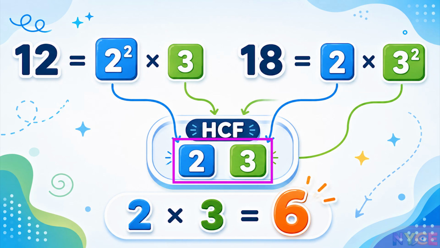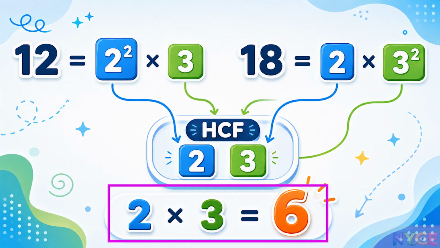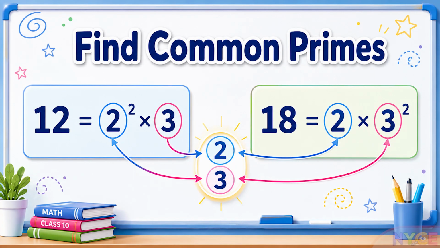But for HCF, we do not take everything. We take only what both numbers can share safely. For 2, the smallest power is 2 to the power 1. For 3, the smallest power is 3 to the power 1. So HCF equals 2 times 3, which is 6. HCF is for sharing, so take only common primes with the smallest powers.